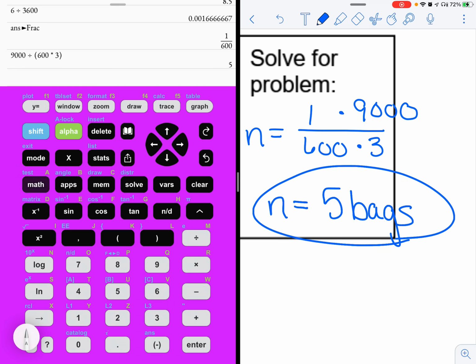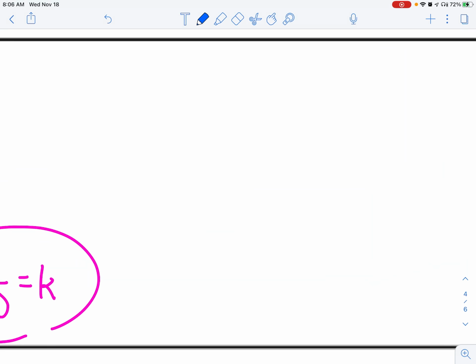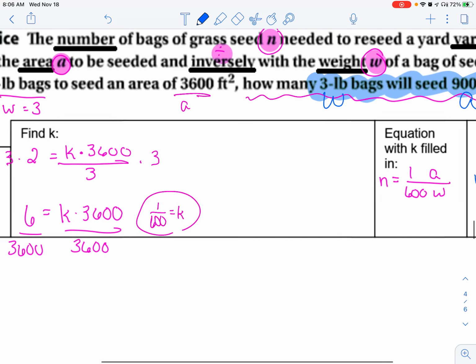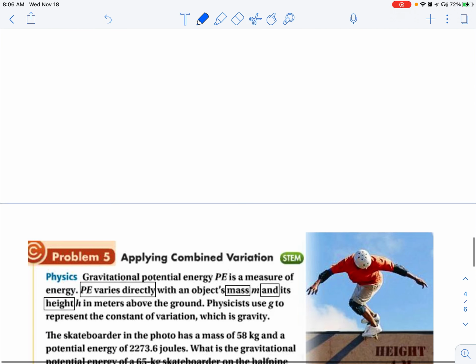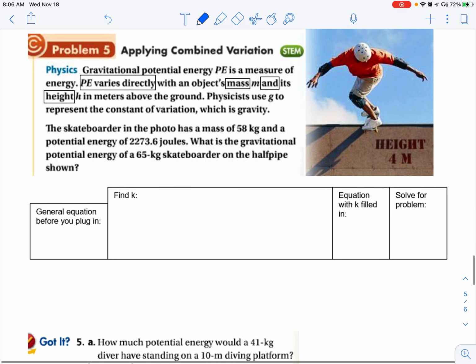And you could use that equation for any size of a yard or how big a bag would be. All right. If you haven't had fun yet, don't worry. Your fun's coming right here. We're going to go ahead and talk about something called potential energy.